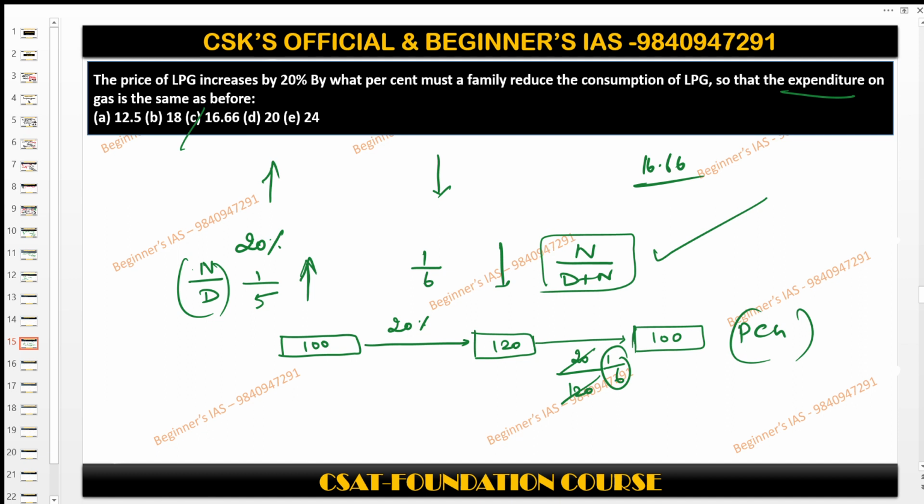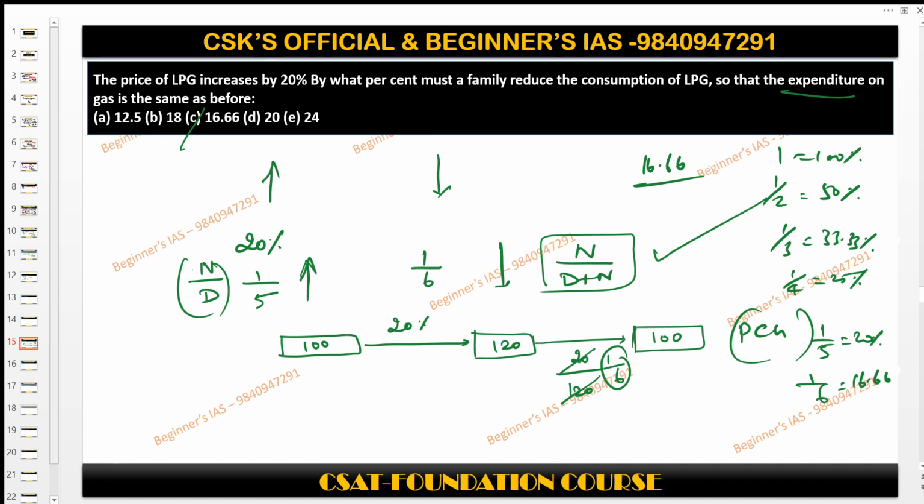You know this basic, right? 1 is equal to 100 percentage. 1 by 2 is equal to 50 percentage. 1 by 3 is equal to 33.33 percentage. This and all you know, right? 1 by 4 is equal to 25 percentage. 1 by 5 is equal to 20 percentage. 1 by 6 is equal to 16.66 percentage. So like this you need to remember this thing. Okay, fine.